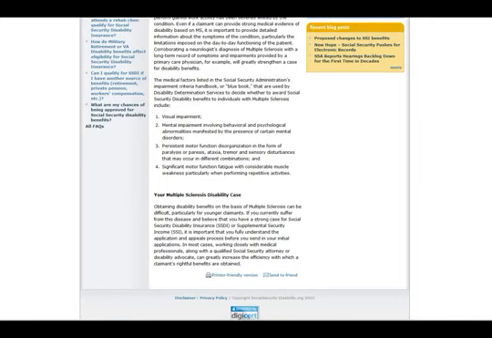Obtaining disability benefits on the basis of multiple sclerosis can be difficult, particularly for younger claimants. If you currently suffer from this disease and believe that you have a strong case for Social Security Disability Insurance, or SSDI, or Supplemental Security Income, SSI, it is important that you fully understand the application and appeals processes before you send in your initial application. In most cases, working closely with medical professionals, along with a qualified Social Security attorney or disability advocate, can greatly increase the efficiency with which a claimant's rightful benefits are obtained.